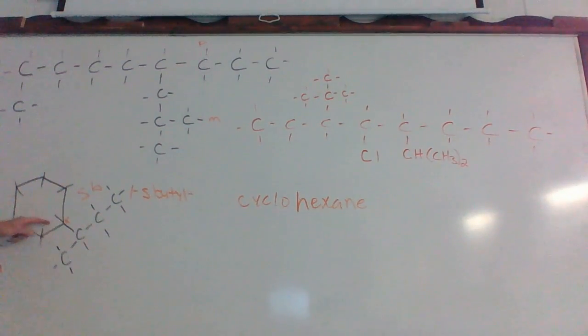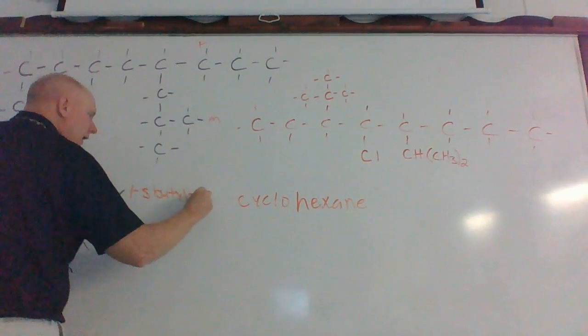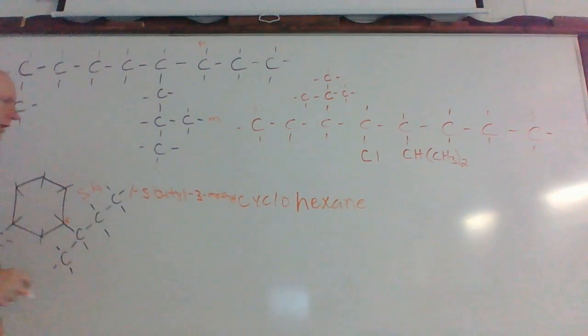Okay, so we want to go clockwise, not counterclockwise. So why that's 2, 3, 4, and 5. So we want 3, not 5. We catch that? Okay. Then we look at this, so it's 3-methyl cyclohexane.